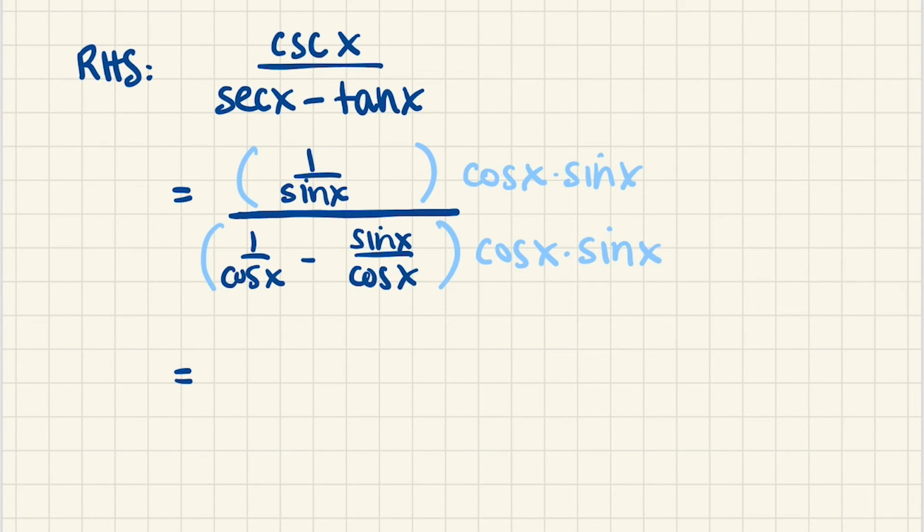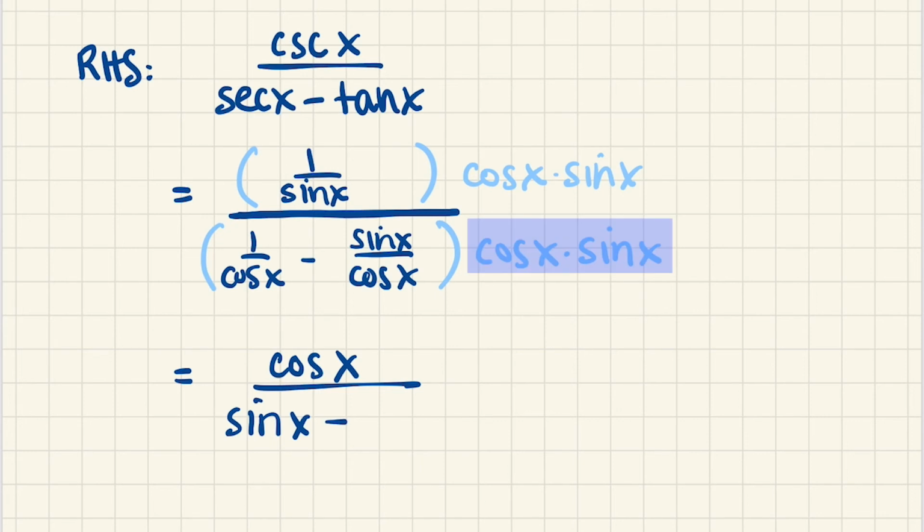In the numerator, this sine factor cancels with that sine factor, and we get cosine by itself. In the denominator, this cosine times sine distributes into this term, where the cosines cancel, and we're left with a sine of x. And the cosine times sine distributes into this term, where the cosines cancel, and we're left with sine squared of x.